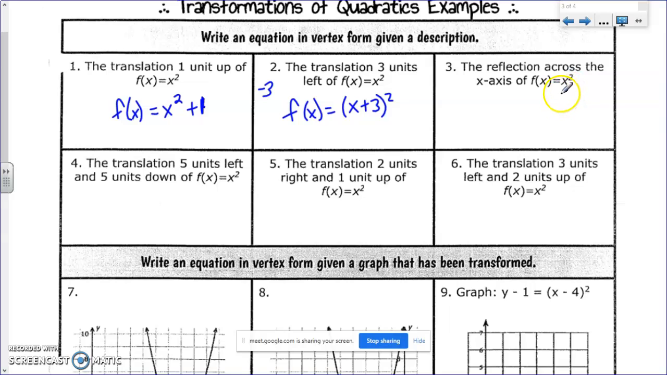So if it's a reflection, what's the only thing that changes? The negative a, right? The a becomes negative, so this would be negative x squared. All right, I want you to do 4, 5, and 6. It kind of adds a couple things together. And we're going to go over that.